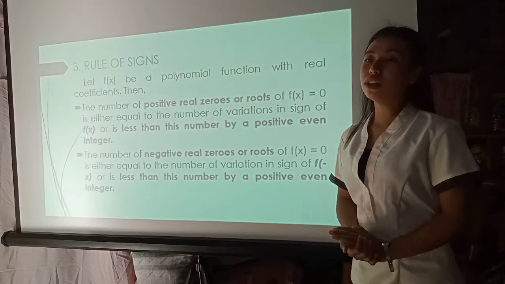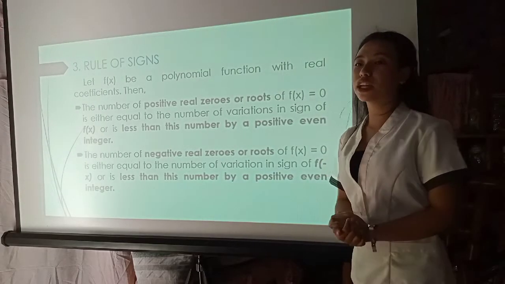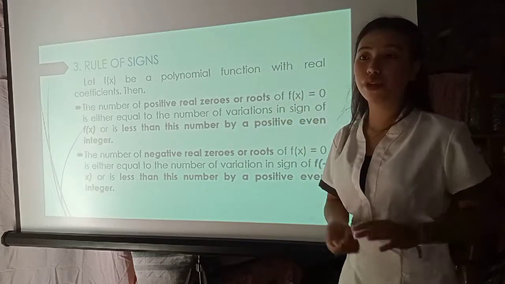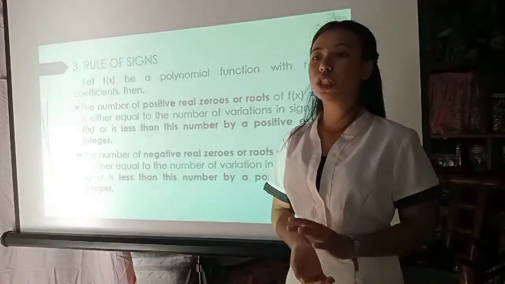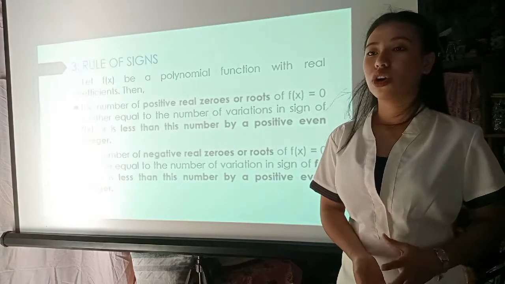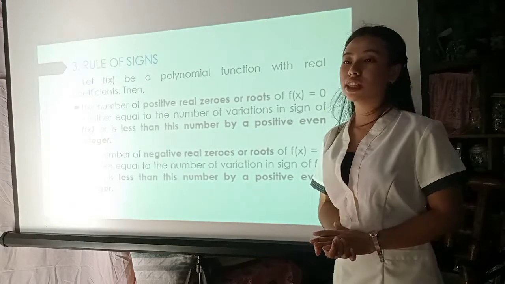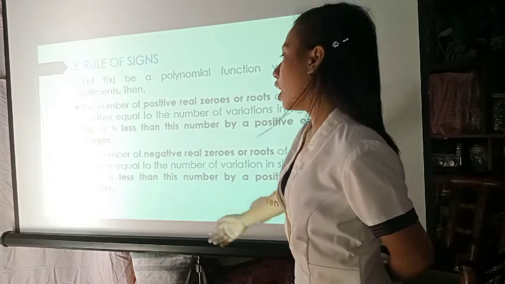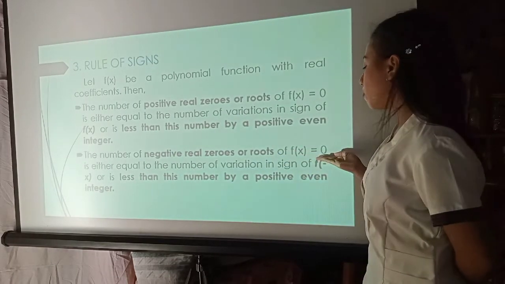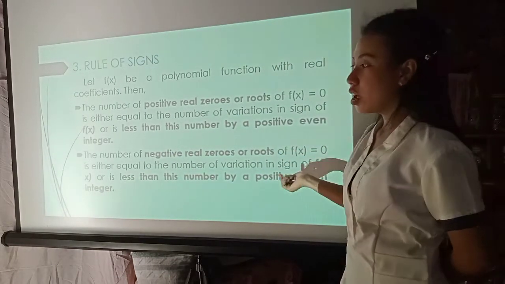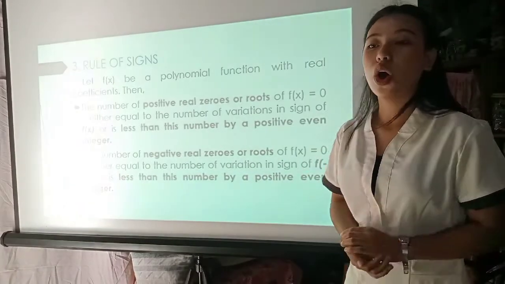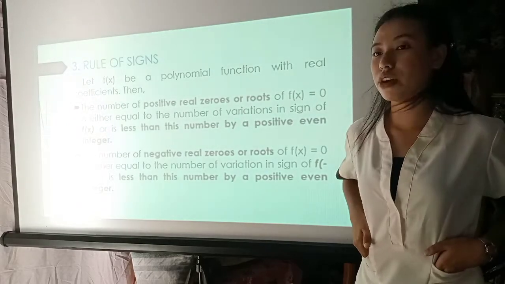And now, let f of x be a polynomial function with real coefficients. The number of positive real zeros or roots of f of x equals 0 is either equal to the number of variations in sign of f of x or is less than this number by a positive even integer. And another one: the number of negative real zeros or roots of f of x equals 0 is either equal to the number of variations in sign of f of negative x or is less than this number by a positive even integer.